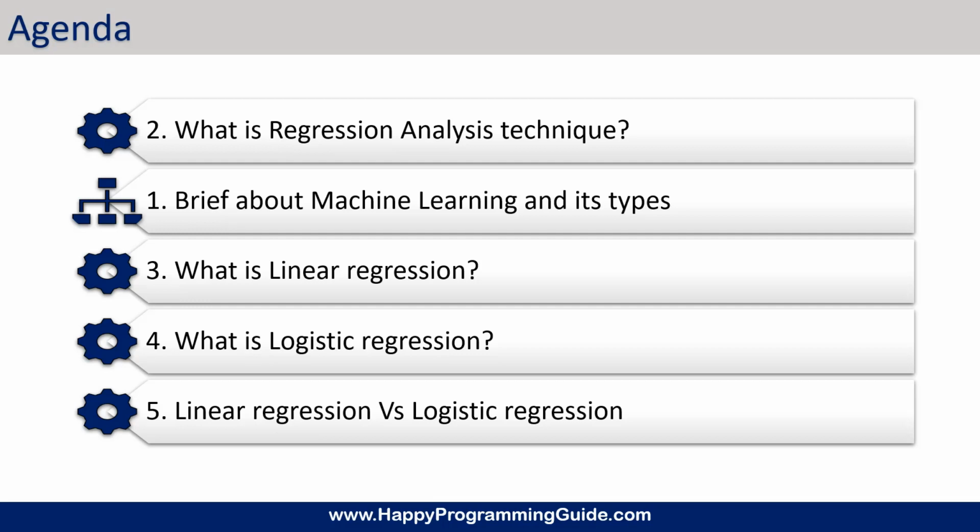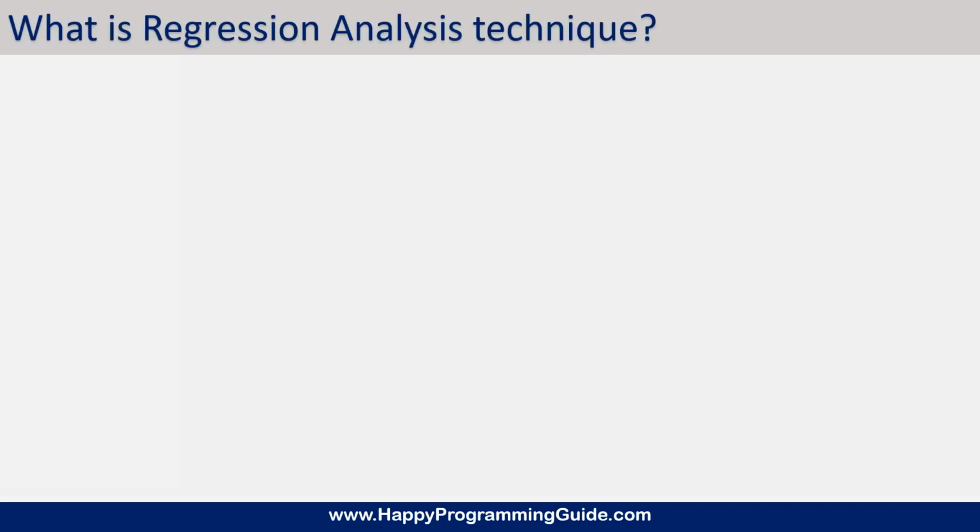We are going to start with understanding what the regression analysis technique itself is. Then a brief introduction to machine learning and its types. Then what linear regression and logistic regression are. And at the end, we are going to see the difference between linear regression and logistic regression. As we know, linear and logistic regression are types of regression analysis technique.